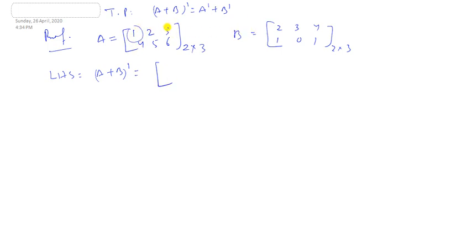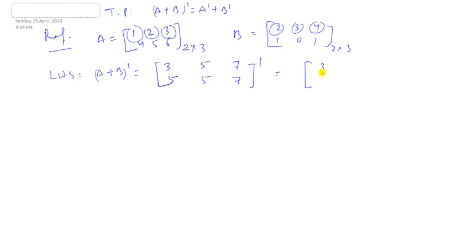Individual elements will be added, that is 1 with 2, that is 3, 2 will be added to 3, that is 5, 3 will be added to 4, which is equal to 7. Similarly 4 will be added to 1, which is 5, 5 plus 0 it is 5, and 6 plus 1 is also 7, and its whole dash, that means its transpose.